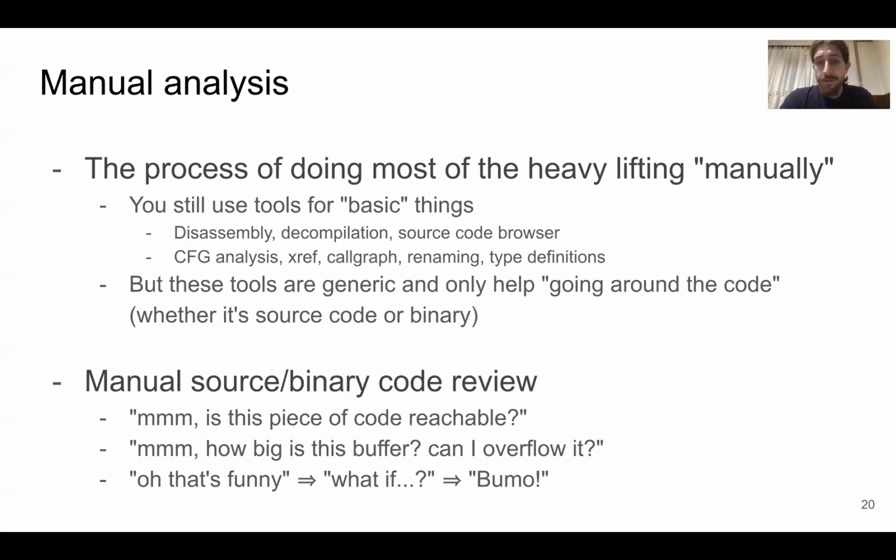Of course, you use tools for basic things like disassembly, decompilation, source code browser, CFG analysis, call graph, type definition. It's not that manual analysis means to do everything manually. But there are some tools that are very, very stable and do simple things that are very well understood. So manual analysis usually involves using these tools. But these tools usually allow you to go around the code, to explore it better, to reverse it better, but they don't find you the bug automatically. And so that's where the manual component kicks in, okay?